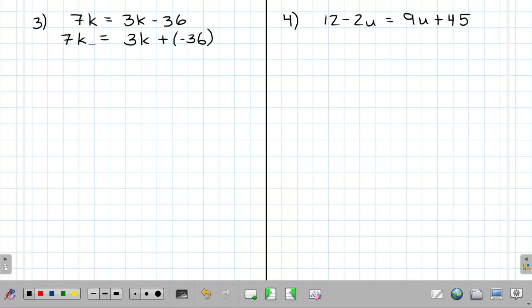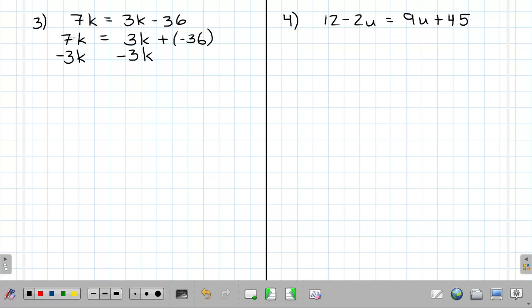But then I can clearly see, well, what do I have on the left versus what do I have on the right? My term on the left is 7k. My terms on the right are 3k and negative 36. So just like what I did before in the other examples, I'm going to get rid of this 3k. I want to move it over here. So if I do that, I have to subtract 3k. But if I do it to this side, I've got to do it to the left hand side.